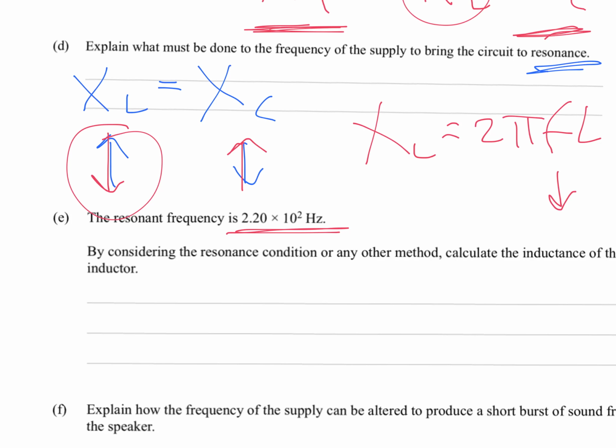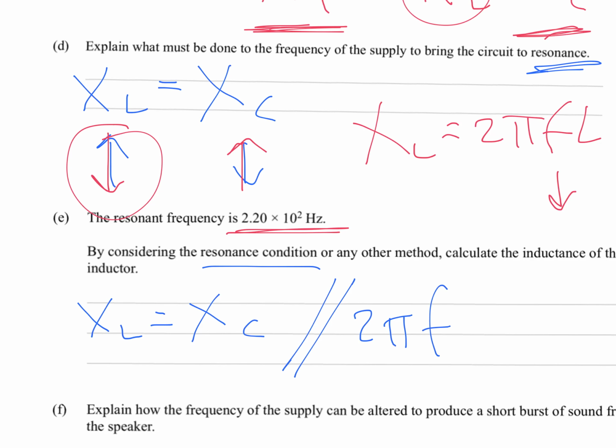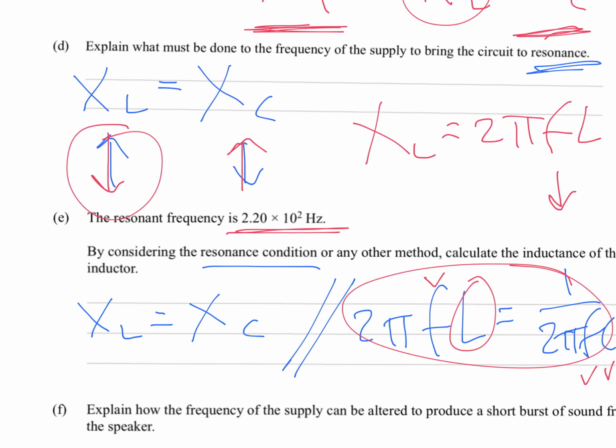By considering the resonance condition or any other method, calculate the inductance of the inductor. So once again, the resonance condition is that XL equals XC. So we can rewrite that as 2 pi fL equals 1 over 2 pi fC. And we can pretty much just rearrange this. We know the value of C, we know the value of the frequency. 2 pi and 2 pi is just 2 pi, rearrange for L. And that's one of those common questions. You might already have the rearranged version of this formula memorised.